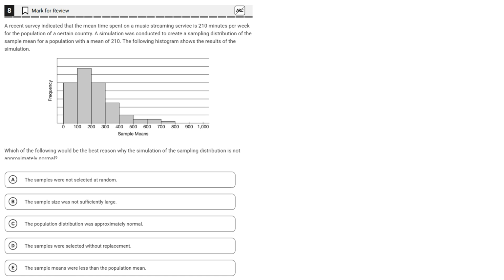Okay. A survey recently indicated the mean time spent on a music streaming service is about 210 minutes per week for the population of a certain country. A simulation was conducted to create a sampling distribution with a mean of 210. So we're talking about an average here, a mean of 210. And we even see a mean of 210. So not proportions, means. Kind of doesn't matter in this case. The following histogram shows the results of the simulation. Which of the following would be the best reason why the simulation is not approximately normal?